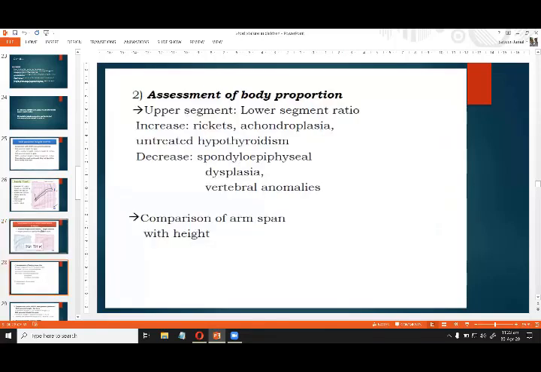Now, after having done this, you assess the body proportions, upper segment and lower segment, as I have already told you. If the upper to lower segment ratio is increased as compared to the age, then most likely causes are rickets, achondroplasia, untreated hypothyroidism. If it is decreased, then it is spondyloepiphyseal dysplasias, vertebral anomalies. You also take the arm span: you ask the child to stand upright and stretch out both hands in the horizontal plane and measure the distance from the middle finger of one hand to the other. That will give you the arm span.